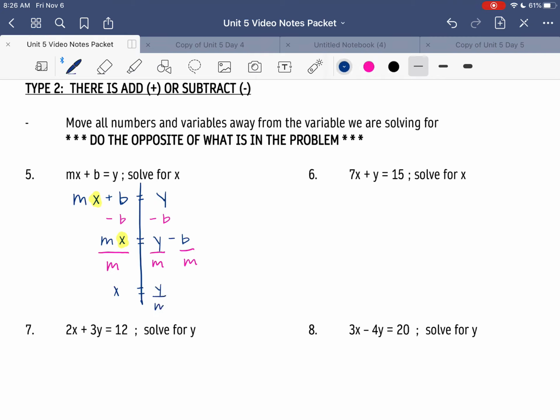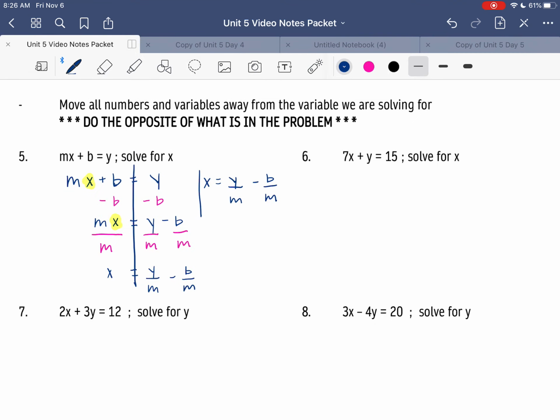So y over m minus b over m. And that would be my answer. And again, you could write that as just one big fraction bar with the m if you prefer that, but in these next examples, I think it might be helpful to see it this way for this first one.